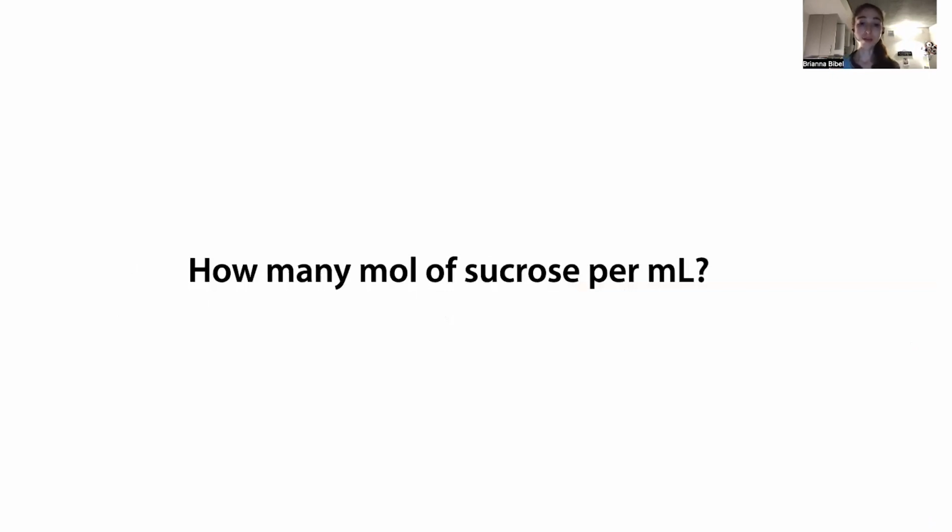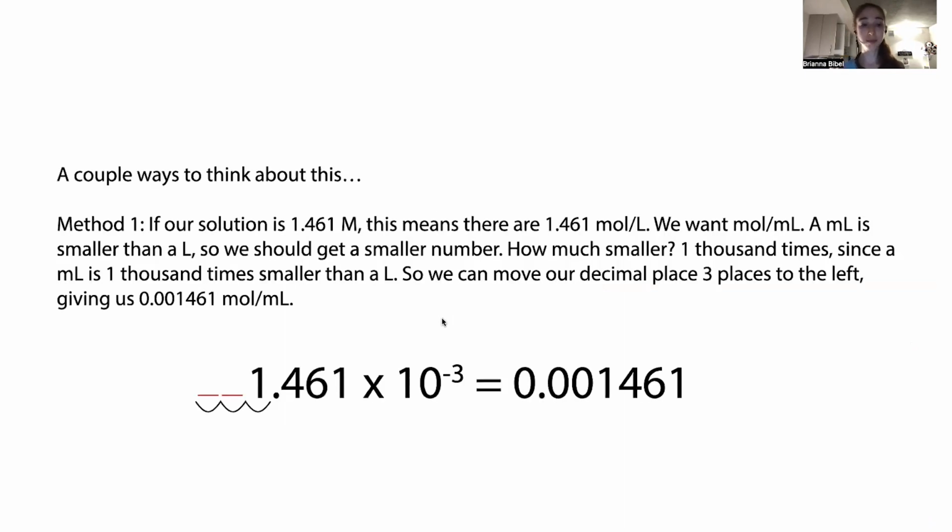Okay, so that was how many total moles, but how many moles of sucrose per milliliter? And again, there are several ways we could do this. One way: we know the molarity of our solution. We determined it was 1.461. This means that there are 1.461 moles per liter, and we want moles per milliliter.